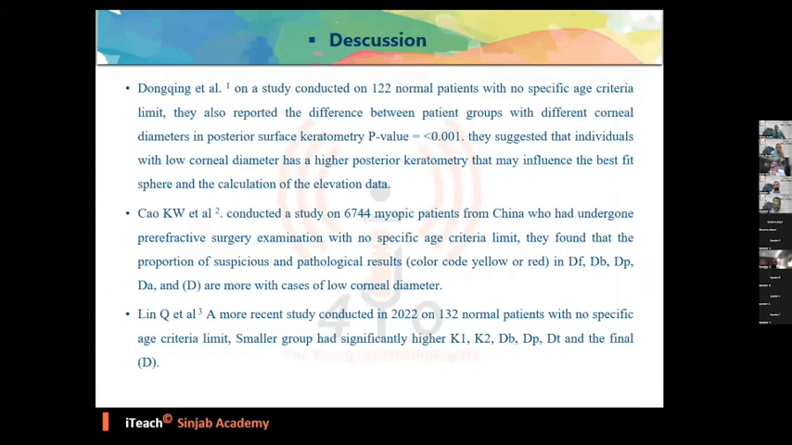We discussed our results with a lot of studies that were done in the last 2 or 3 years. Most of them are Chinese. As we mentioned earlier, the Chinese population generally has a small diameter. So we found the same results.